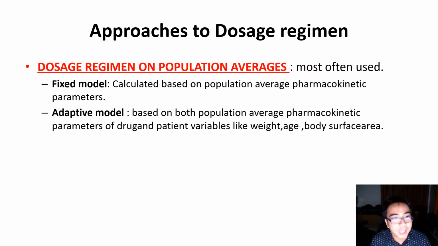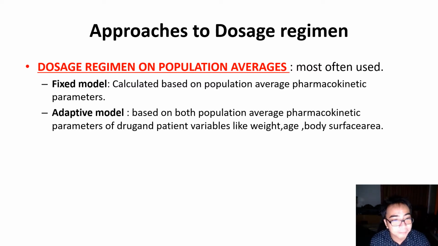So, another approach, class, would be the dosage regimen on population averages. Now, ito yung mga dosing na ginagamit natin na nakasulat sa druglet natin. Okay, so this one is most often used, if you want to achieve a balance between cost effectiveness and at the same time accuracy in designing your dosage regimen. Okay, so there are two types. We have the fixed model and then the adaptive model. Fixed model is calculated based on population average pharmacokinetic parameters. So ito yung naka-state na agad sa druglet na ito dapat ang dose na gagamitin mo per kilogram body weight, say for example.